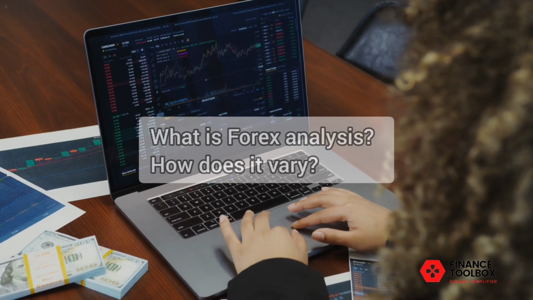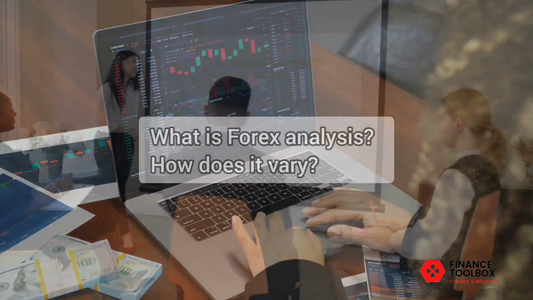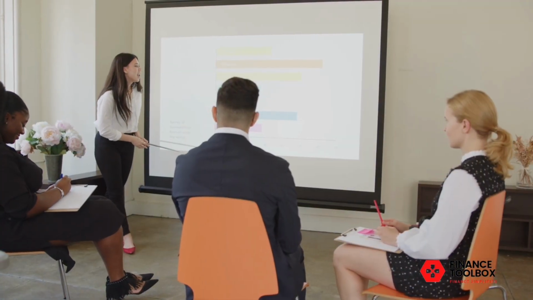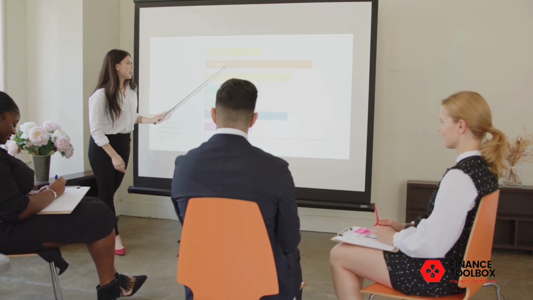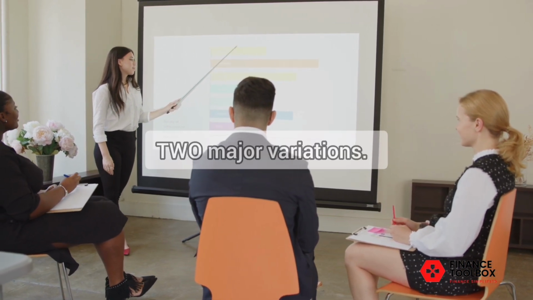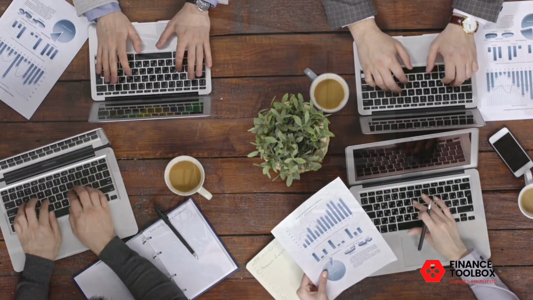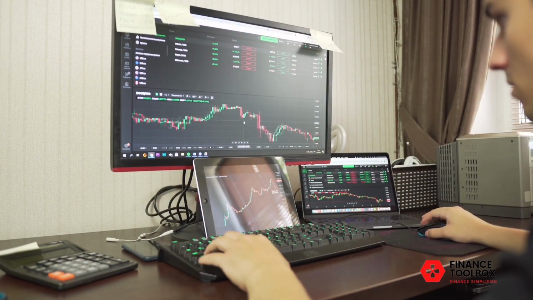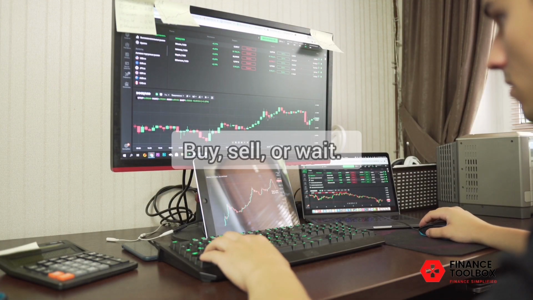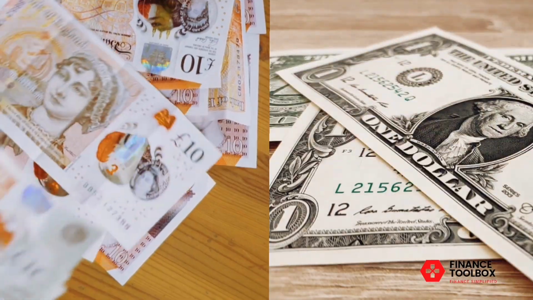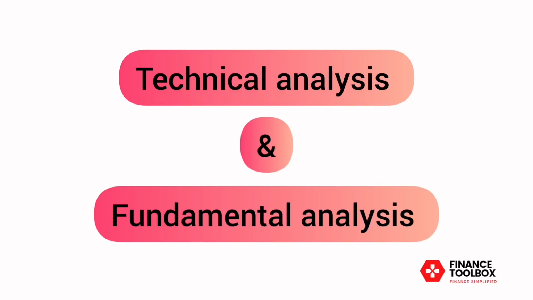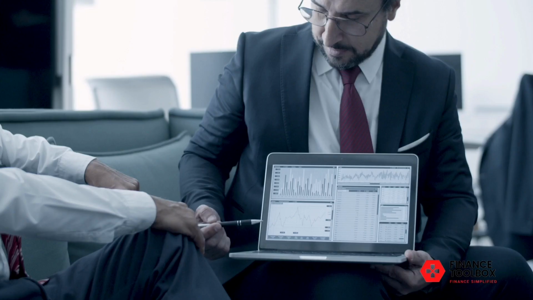What is Forex analysis, and how does it vary? In this presentation, we will briefly discuss Forex analysis and its two major variations. Forex analysis is the process of determining whether to buy, sell, or wait on trading a currency pair. Technical and fundamental analysis are its two primary variations, with many traders using a blend of both approaches.